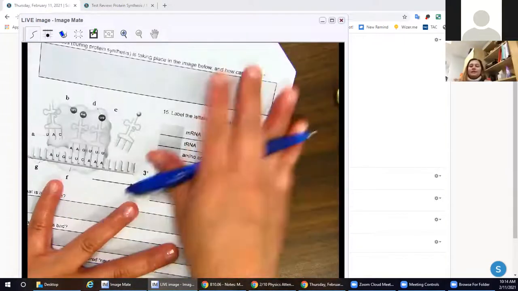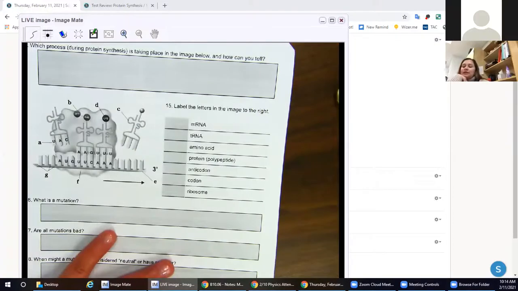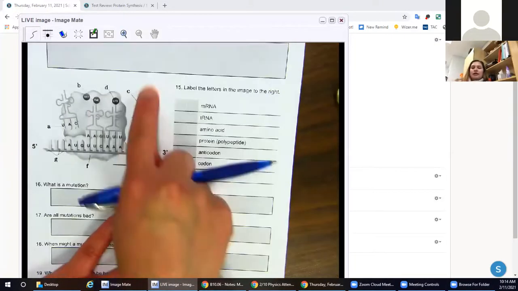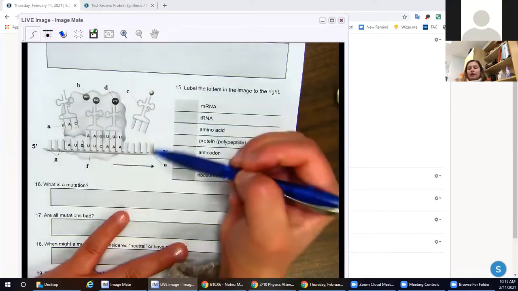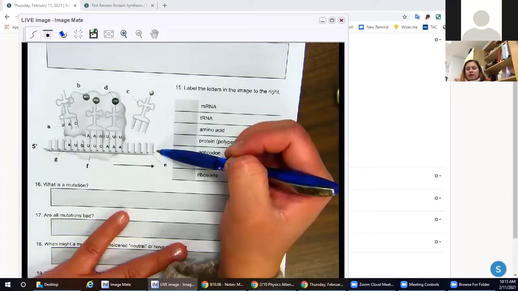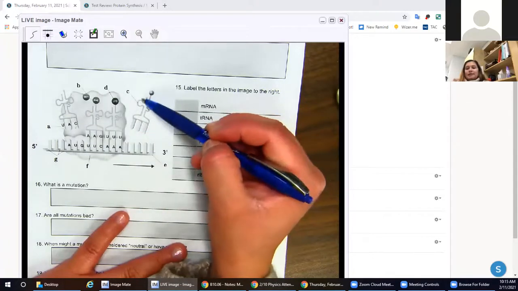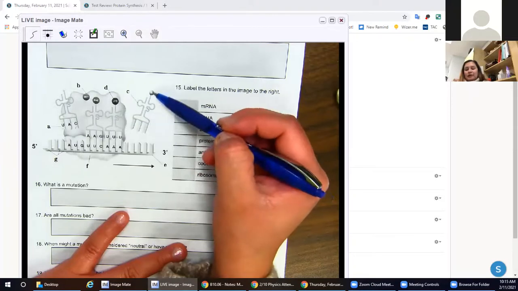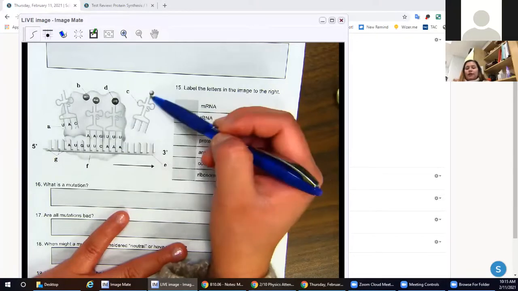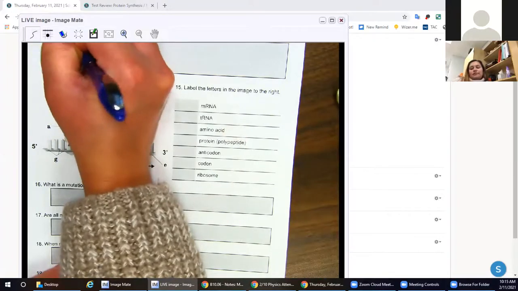Number 14, which process during protein synthesis is taking place in the image below? How can you tell? Well, here I see a lot of things going on. I can tell this is my mRNA because it's a single strand. I can tell this is a tRNA because it has only 3 bases and it has an amino acid. So I could only assume that this is translation.